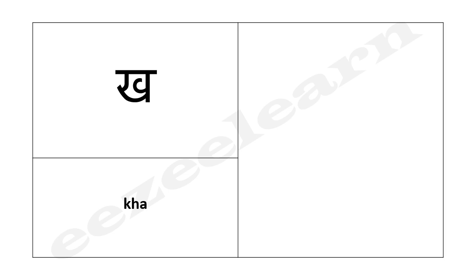The next letter is Kha. The pronunciation will be stronger. The next letter is Ga. And the next letter is Gha. In any series, the second and fourth letter will be pronounced strongly. And the next letter is Nga.